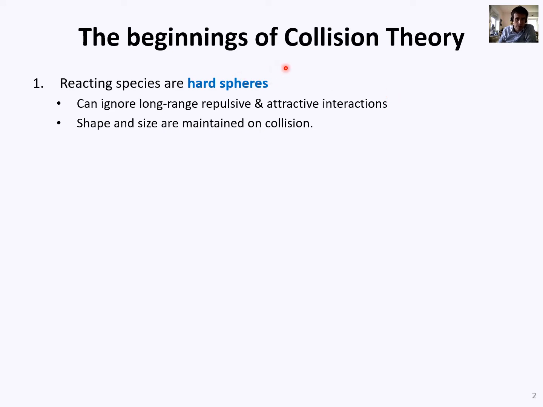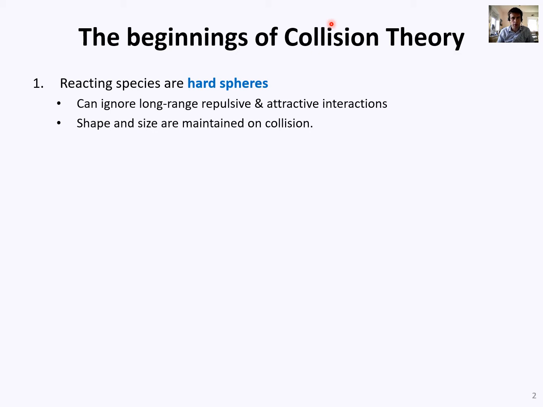It makes several key assumptions, the first of which is that the reacting species are actually hard spheres. A hard sphere is something where you don't have any repulsive or attractive interactions until you get to the absolute edge of the sphere itself, at which point there's a repulsion which is infinite. So away from the sphere you don't have any interactions at all, and then once you get to the edge of the sphere, you cannot go any further, essentially. So we would describe hard spheres as acting somewhat like billiard balls.